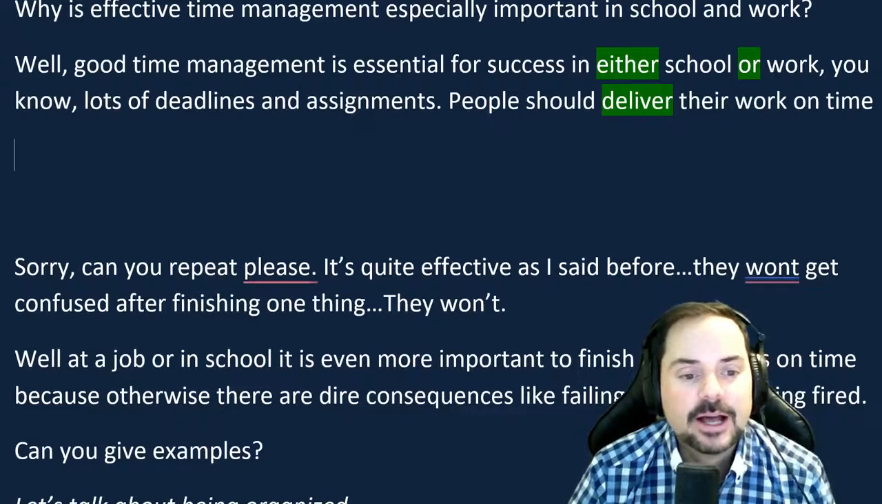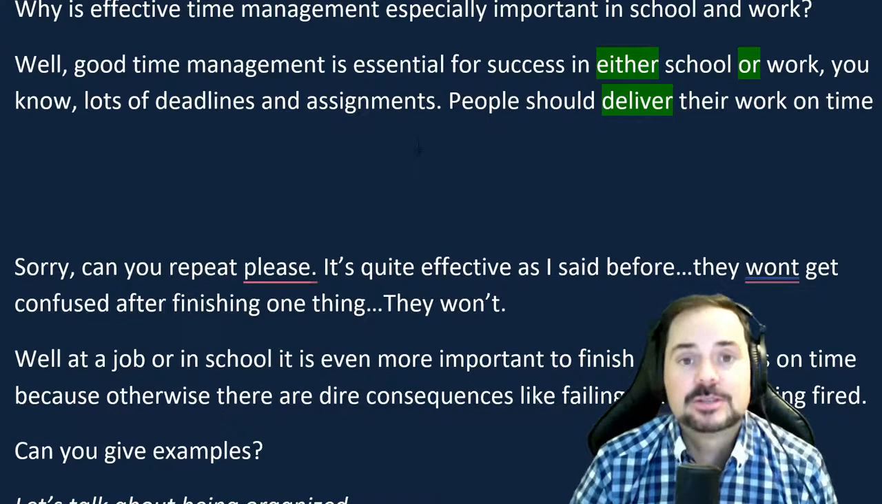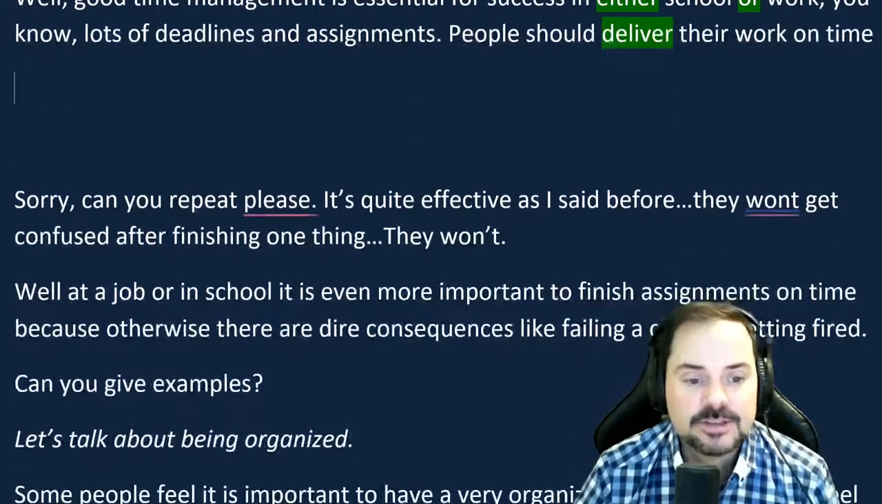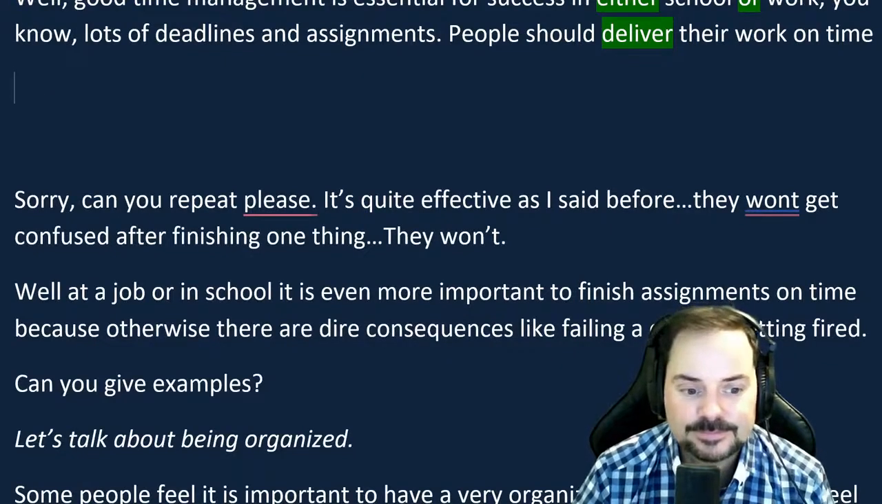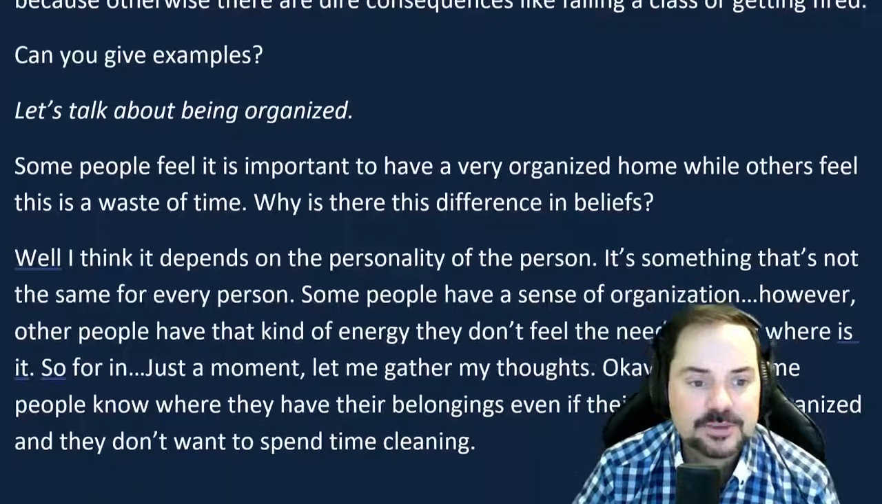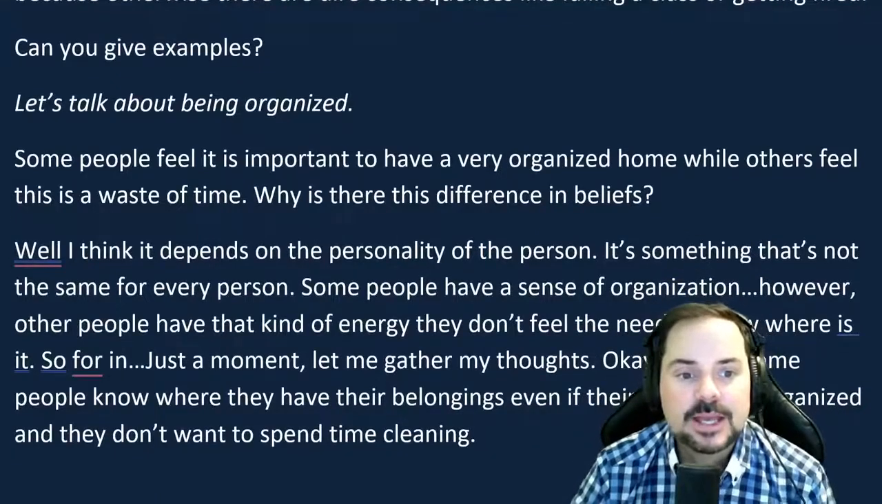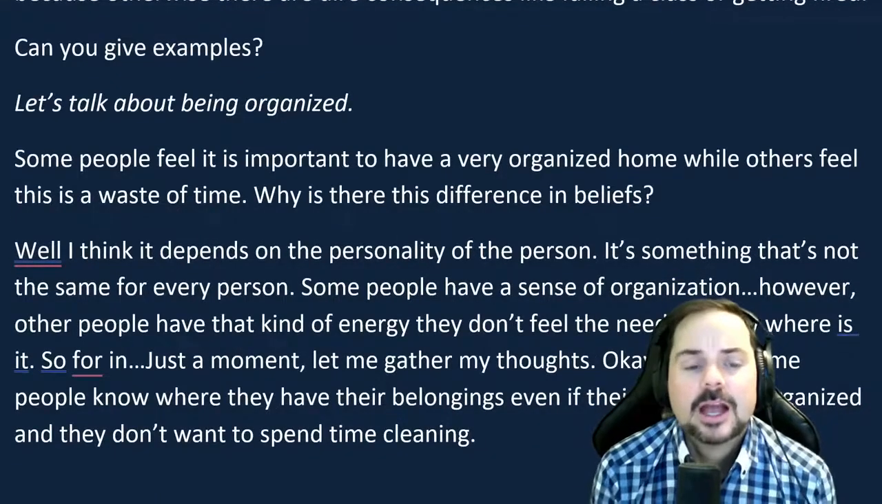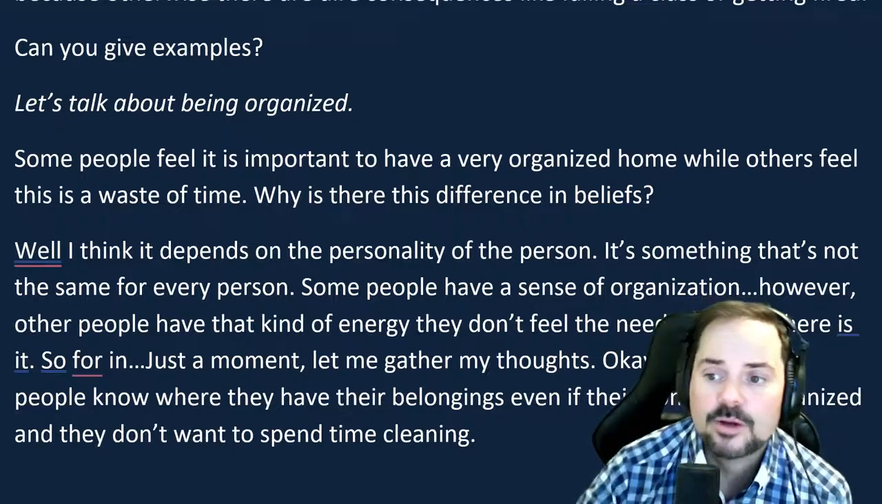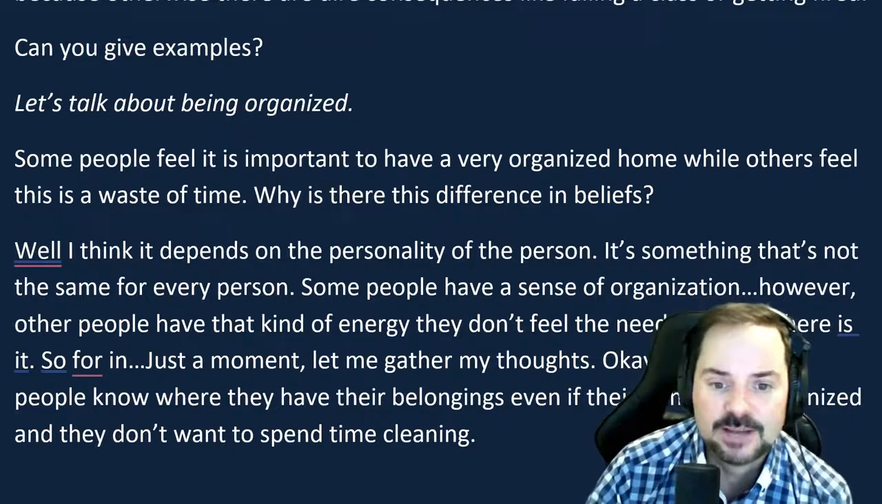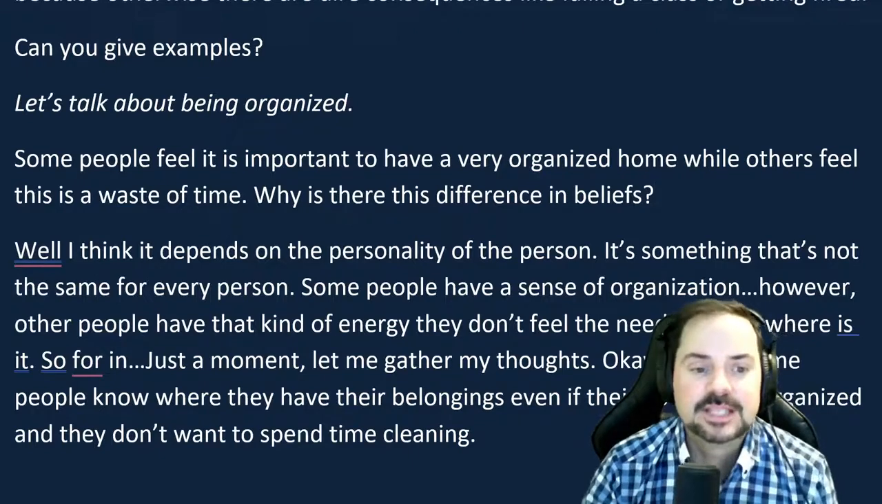Okay, well, let me ask you some part 3 questions, and then I'll give you some feedback. Are you ready? Yes, I'm ready. Okay, let's do it. Let's talk about being organized. Some people feel it is important to have a very organized home, while others feel that it's a waste of time. Why is there this difference in beliefs?